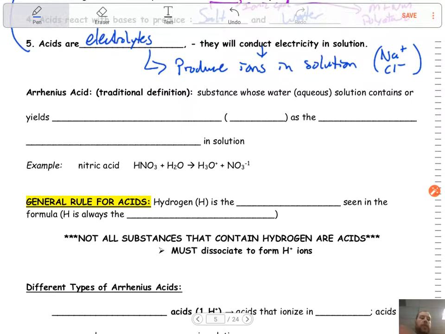All right, so our first definition of an acid, there's two that we're going to be talking about. You need to make flashcards for these as well, so you know these two. This is more the traditional definition. An Arrhenius acid is a substance whose water or aqueous solution contains or yields these things called hydronium ions. Okay?